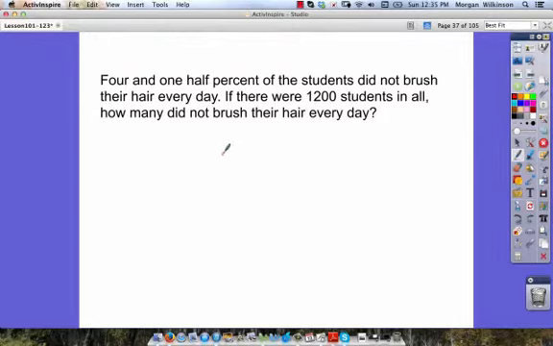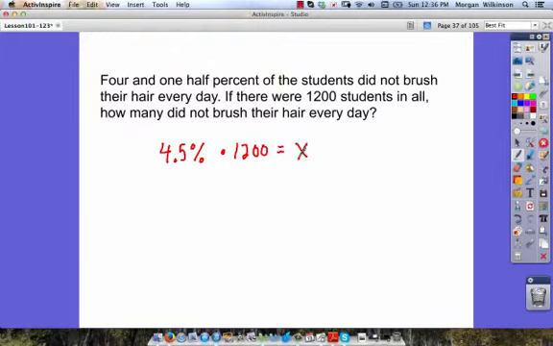4.5% of the students did not brush their hair every day. If there were 1,200 students in all, how many did not brush their hair every day? So we want to know 4.5% of 1,200 is what number? Because this is our total, and we need to find what 4.5% of that would be. So we're going to multiply 4.5% times 1,200. And that's going to tell us our answer. How many did not brush their hair every day?